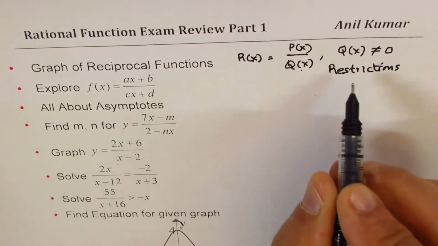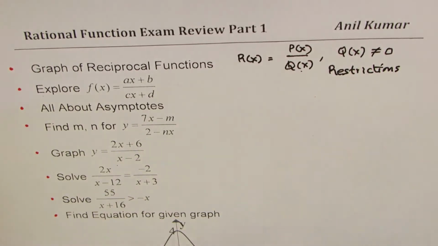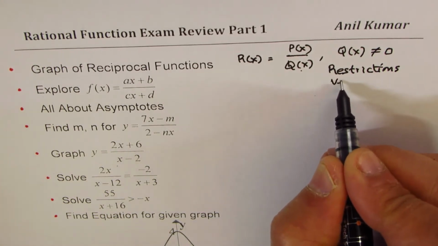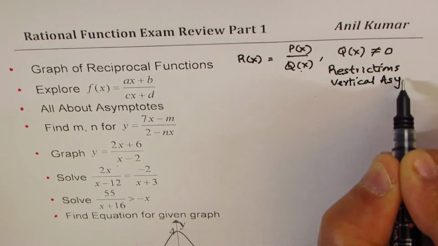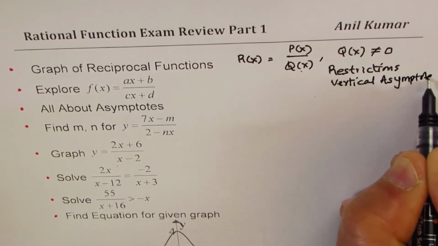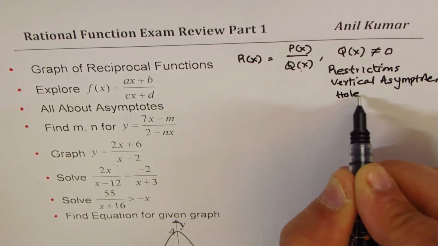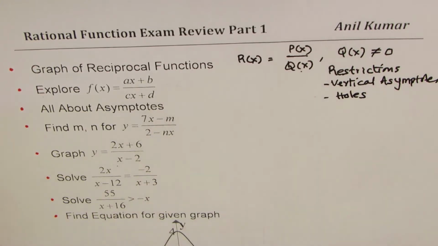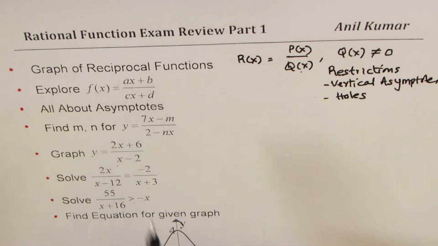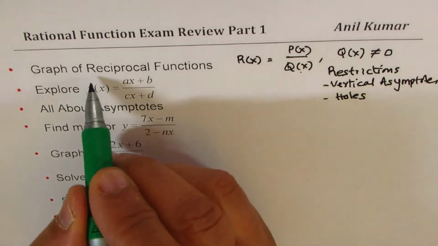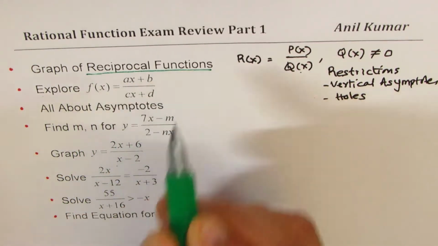So normally these restrictions are shown in the form of vertical asymptotes or holes in the graph of any rational function. Right? So that is kind of a short review of rational functions. And now let's take up reciprocal functions details.